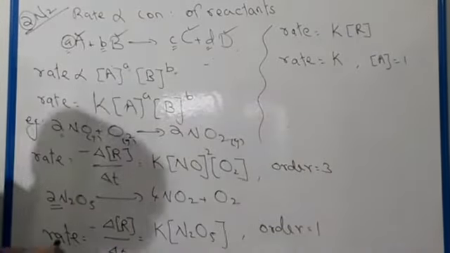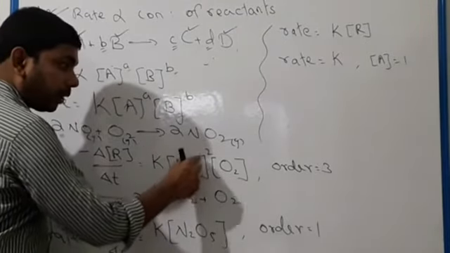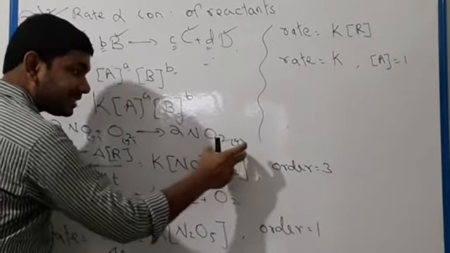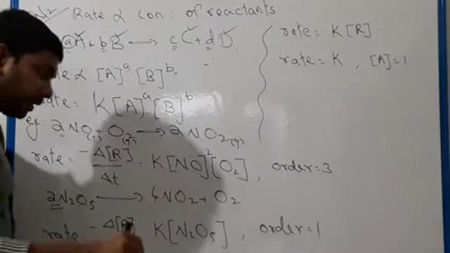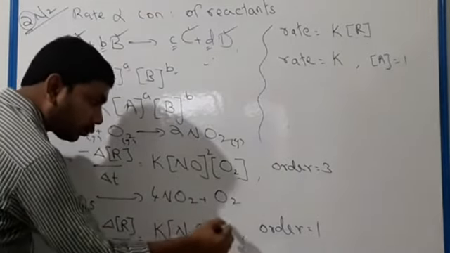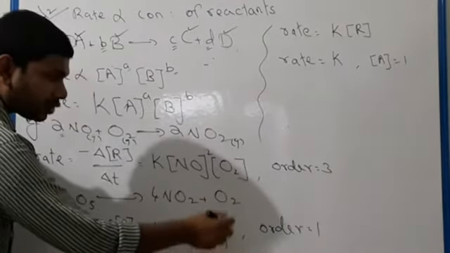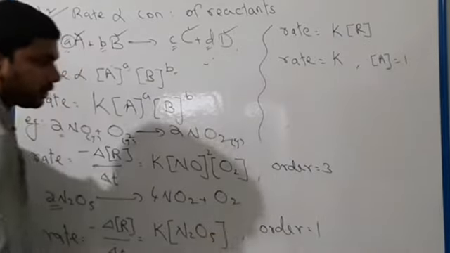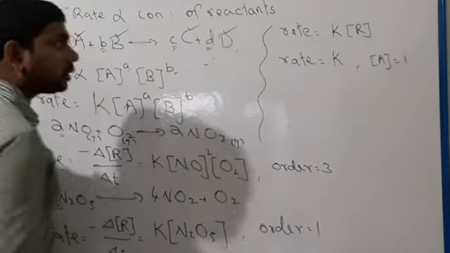This order of reaction, concentration of NO power 2, concentration of oxygen power 1, these numbers are obtained by experiment. Experimentally, we get 1 over here. That's why here not 2, here it is 1. So here it is a first order reaction. Here it is 3, so it is a third order reaction.